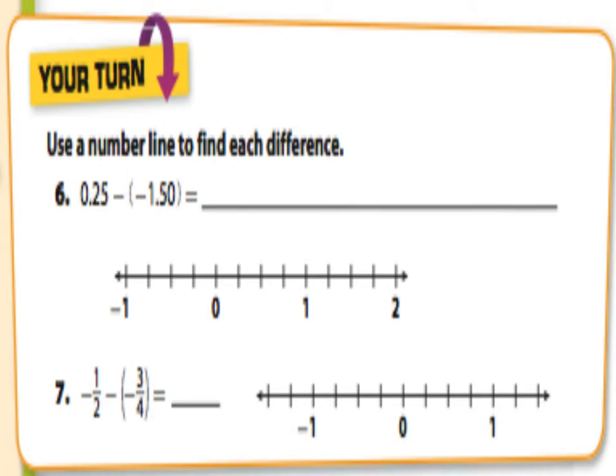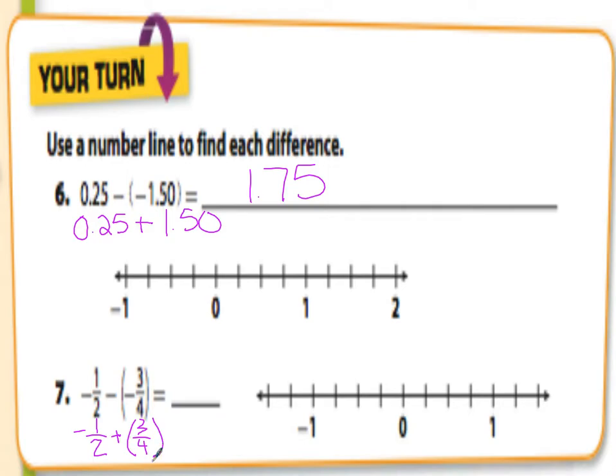All right, so now instead of using a number line, we're going to do the math. So again, we're going to add the opposite. Subtraction tells us we can actually add the opposite. So instead of doing 0 and 25 hundredths minus a negative 1 and 50 hundredths, we're going to do 0 and 25 hundredths plus a positive 1 and 50 hundredths. Now I can just add these the way that they are because they have the same sign, so I add and keep the sign. In this case, I have negative 1/2, and it's minus a negative 3/4, so we're going to add a positive 3/4.